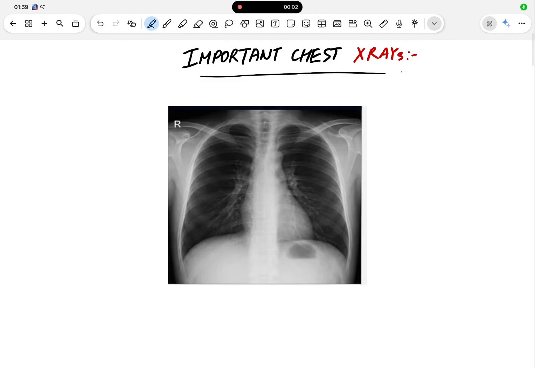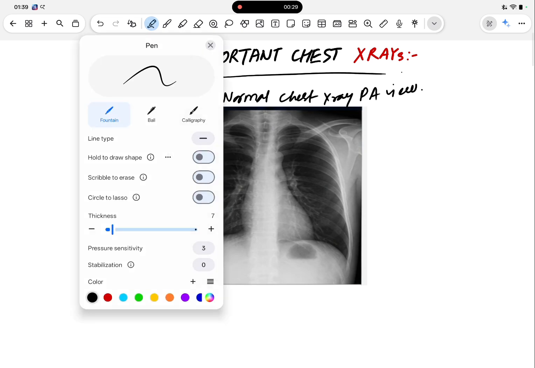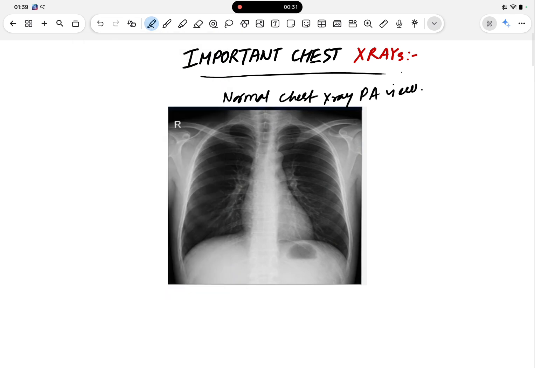In this video, I will be talking about a few important chest X-rays which are important for MBBS final year examination. This is the normal chest X-ray, PA view. So what are the structures that we can see in a normal chest X-ray? First of all, starting from above, this blackish shadow is the shadow of the trachea.